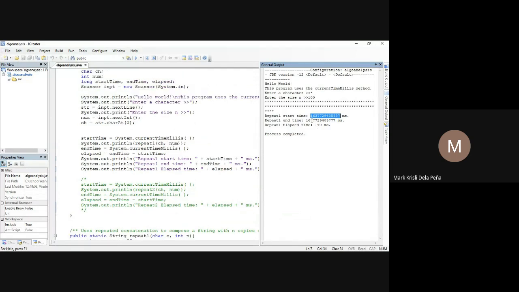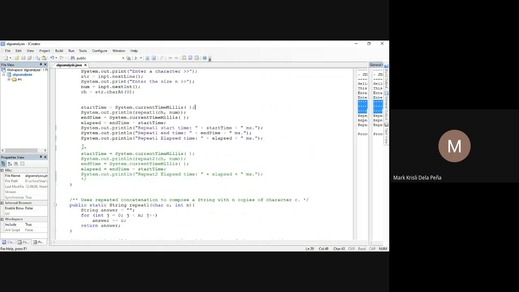Then the end time is this one. The start time again is 163,772,9405637 milliseconds. The end time is 163,772,9405777 milliseconds. If we subtract the two, we get 140 milliseconds. So in my computer, these 100 stars were being displayed using the loop in repeat one within 140 milliseconds.